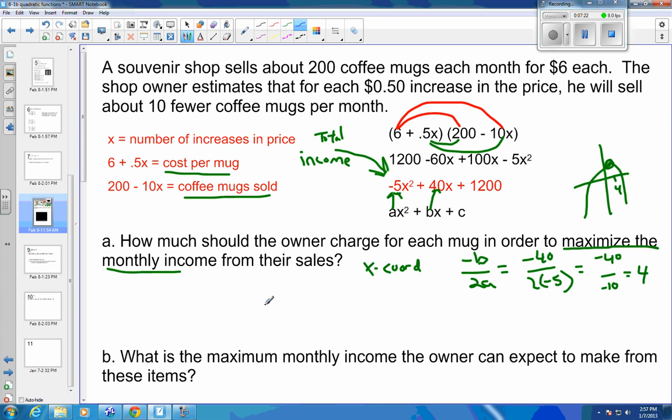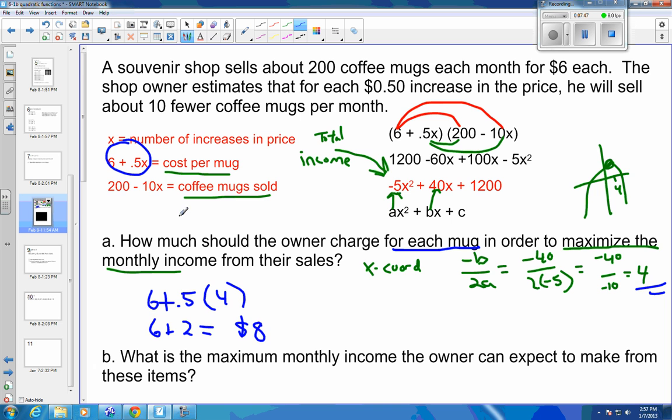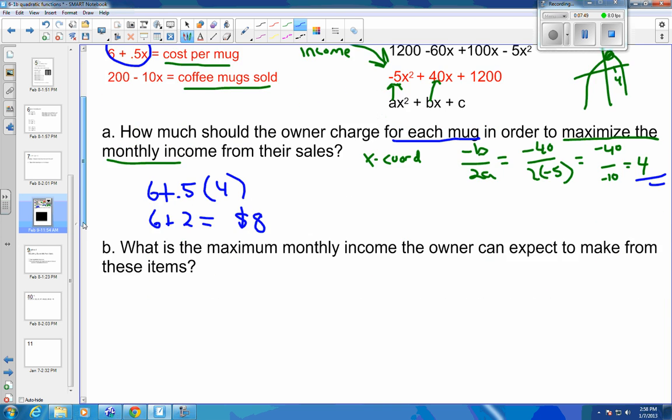Okay, so we know we're going to have 4 increases in prices, and we want to know how much the owner should charge for each mug. For each mug, we're going to use this right here to figure out cost per mug. So that's 6 plus 0.5 times 4, right, our 4 that we just got here. And so that's going to be 6 plus half of 4 is 2, and so we will charge $8 per mug. And that's part A.